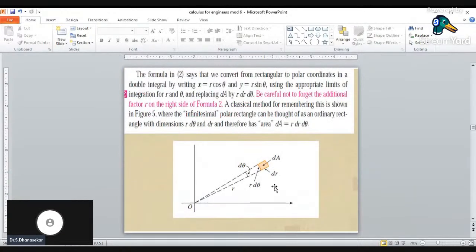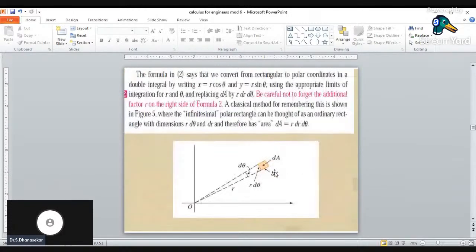Or geometrically, you can have this. This is r d theta, this is dA. So r d theta into dr. So the whole dA can be written as r into dr into d theta. It's a sector.